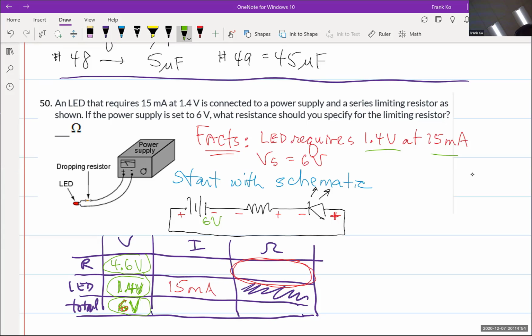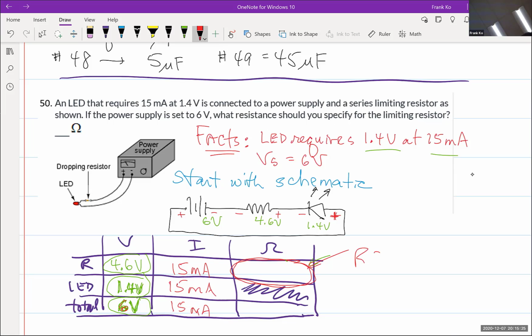So we have 4.6 volts here, and we have 1.4 volts here, with the 6 volt source. Now do I have enough information to determine my R value? How do I determine this value of R? Current is constant in a series circuit. Yes, because this is a series circuit, my current is the same. And wasn't current given? You didn't even have to calculate that. Current is 15 milliamps. So now do I have enough information to calculate the ohms?